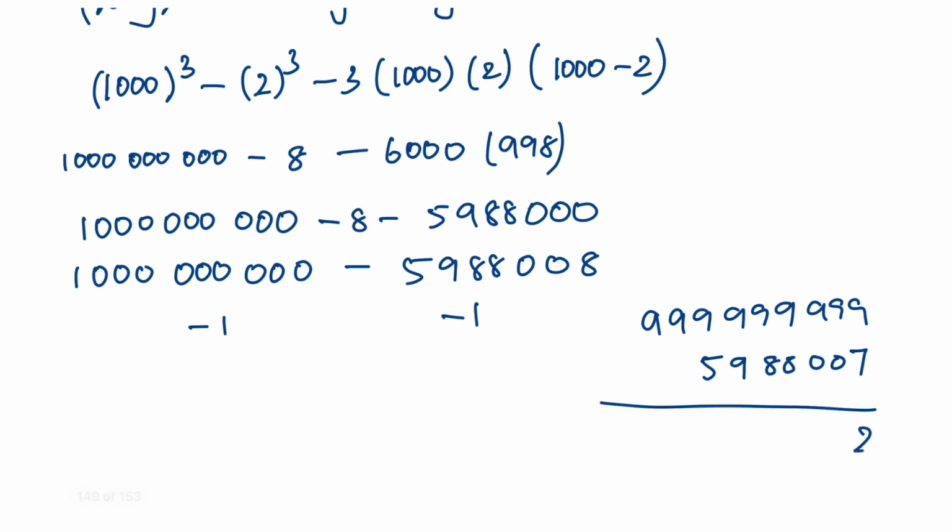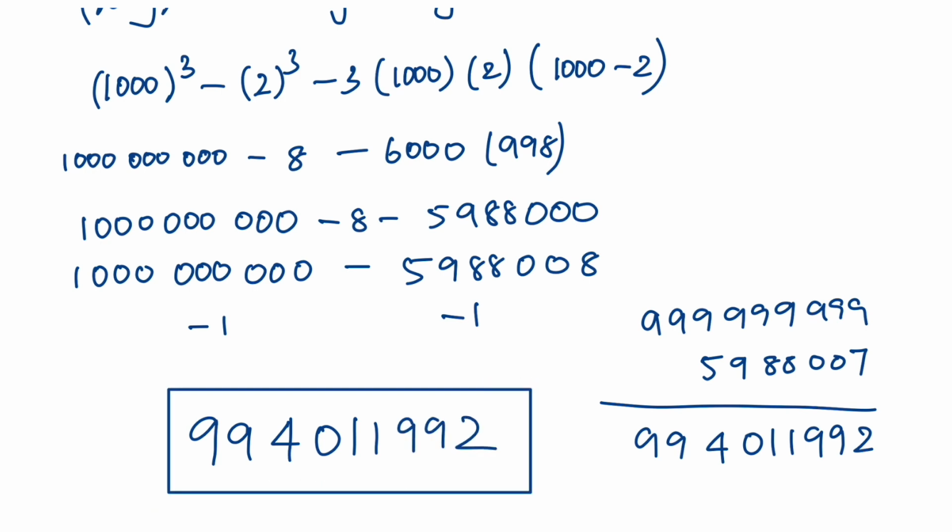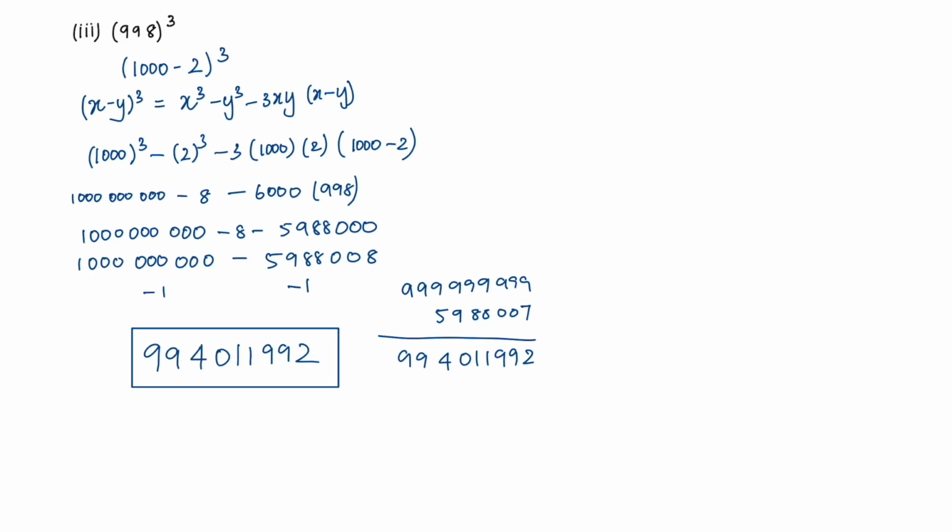So 9 minus 7 is 2. 9 minus 0 is 9. 9 minus 0 is 9. 9 minus 8 is 1. 9 minus 8 is 1. 9 minus 9 is 0. 9 minus 5 is 4. And we have 2 9s here. So it's 994011992. Okay, so that is the answer to this question.